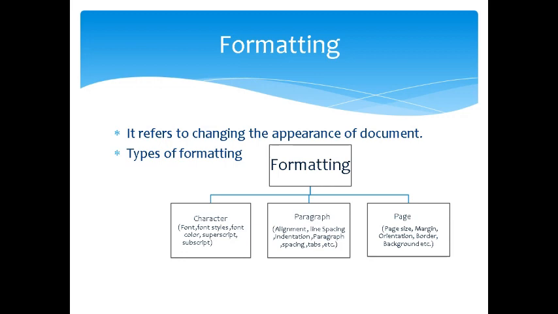Character formatting decides how individual characters in the document should appear. Character formatting is concerned with making decisions regarding font sizes, text attributes like bold, italic, underline, etc., text positioning, superscript, subscript, etc. Second is paragraph formatting.